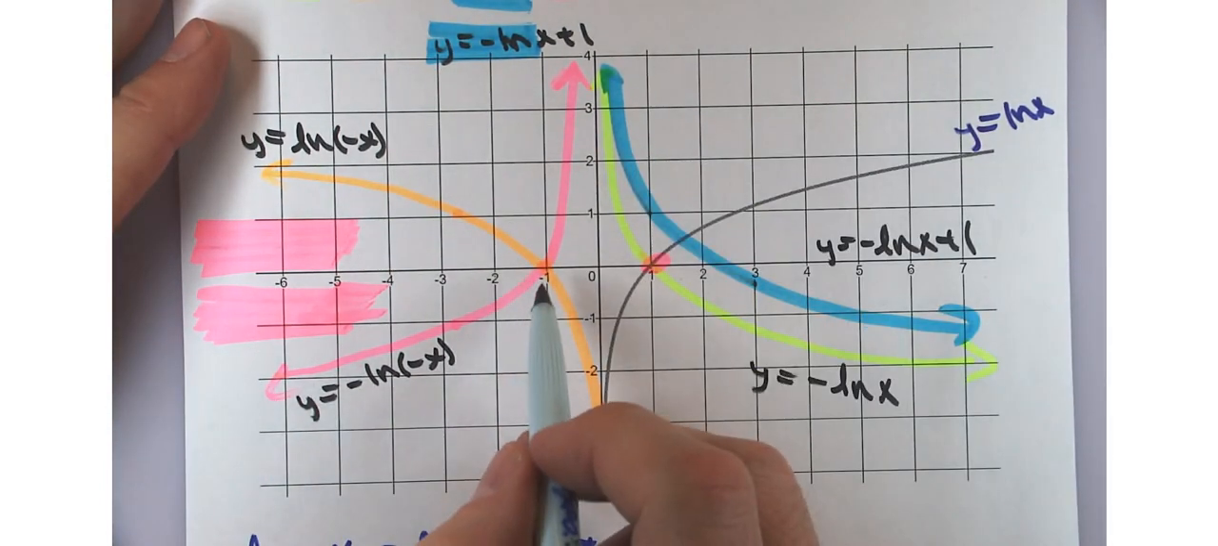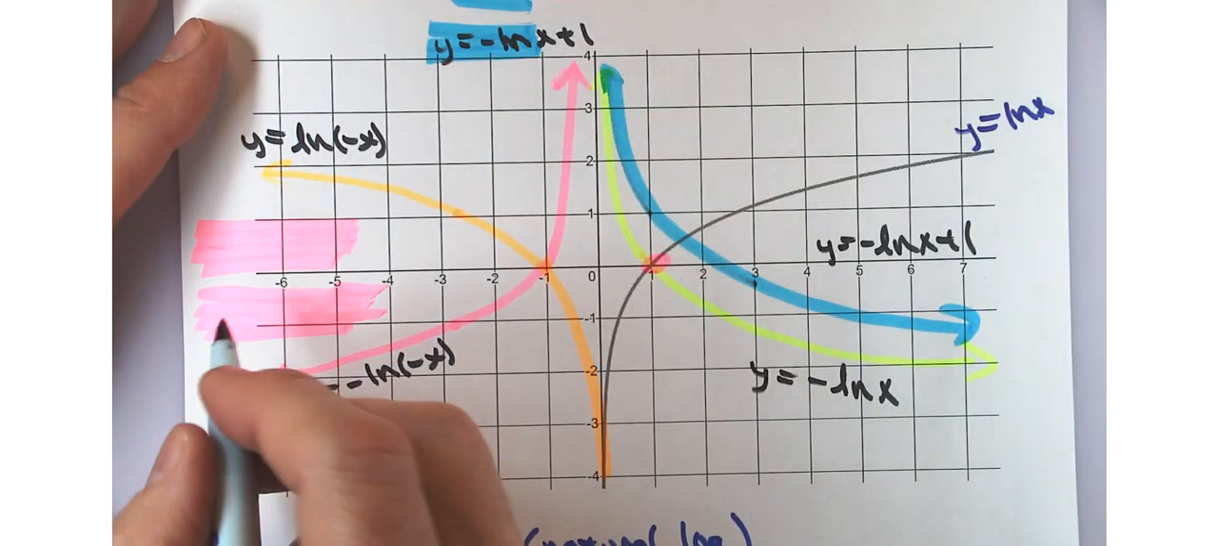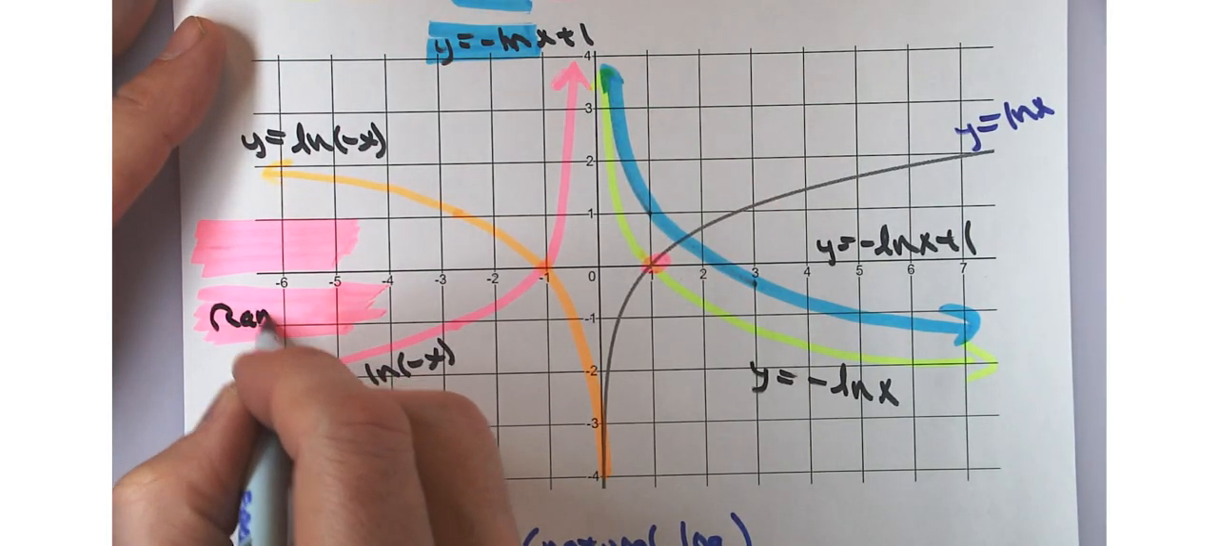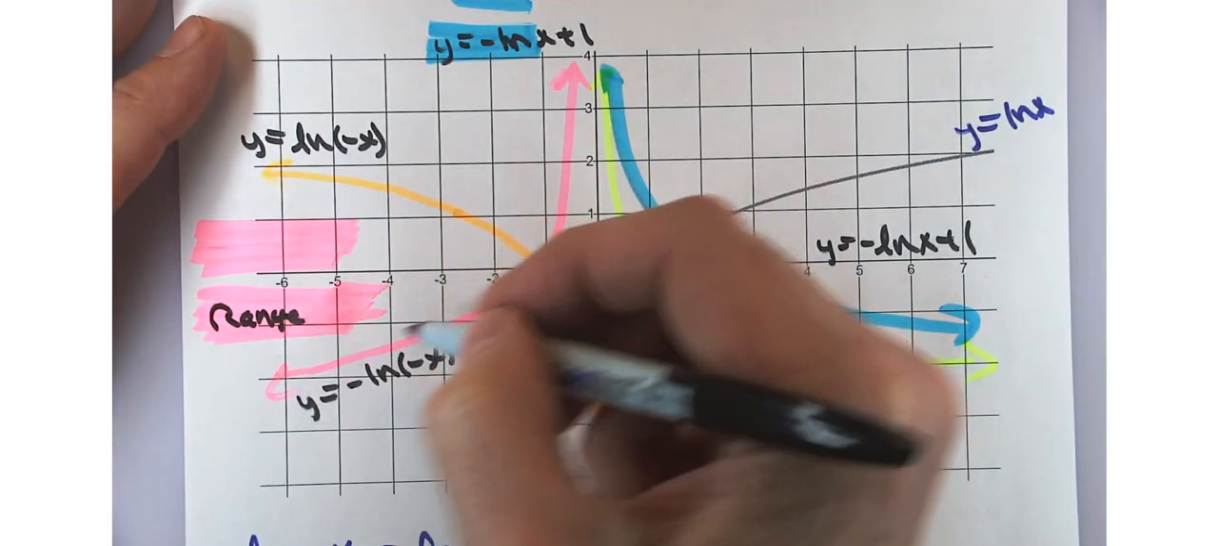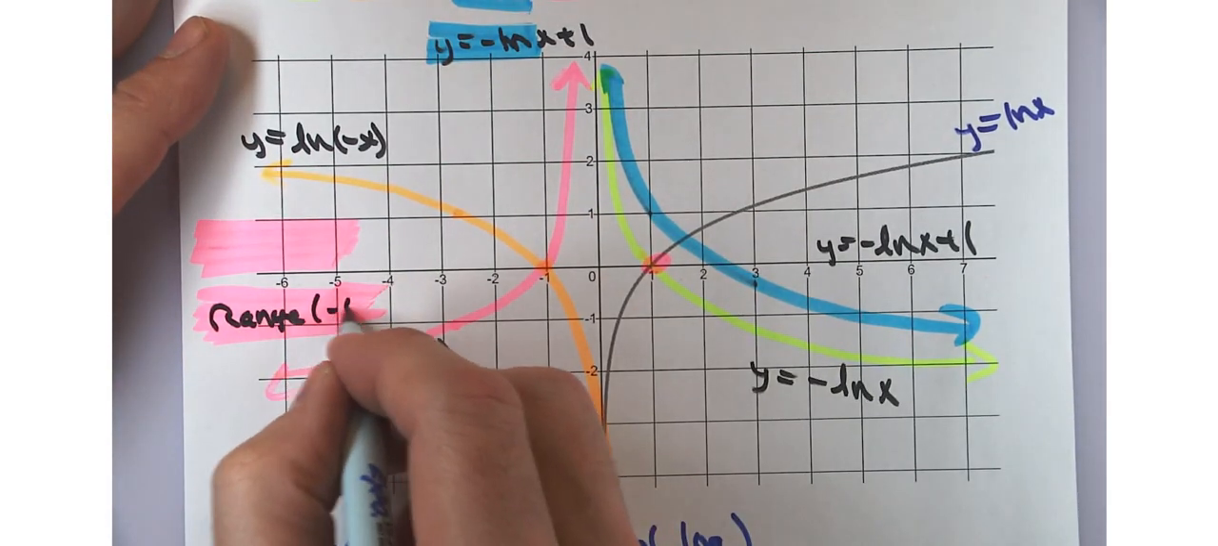certainly it's going to go up as high as you want. So the range is going to top out at infinity. But eventually, even though it'll take a long time to get there, this will get as low as you want. So the range is going to be negative infinity to infinity.